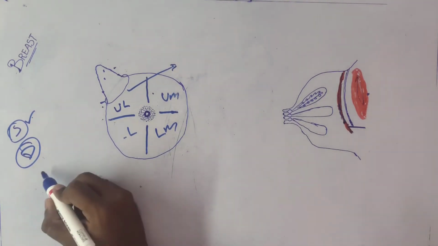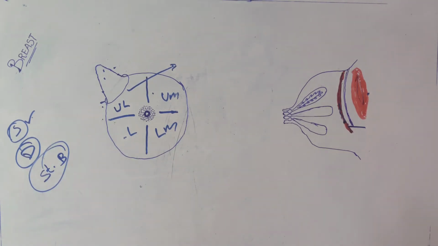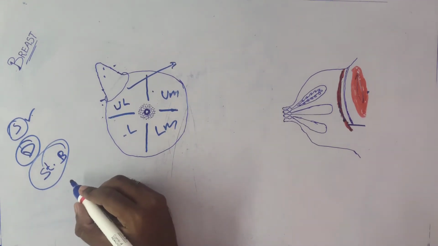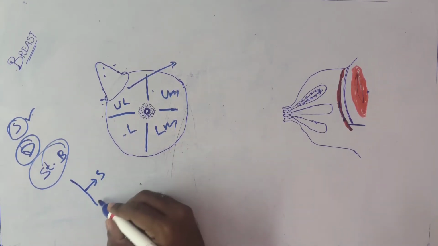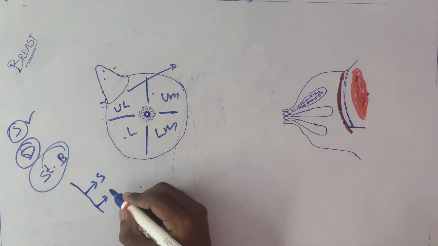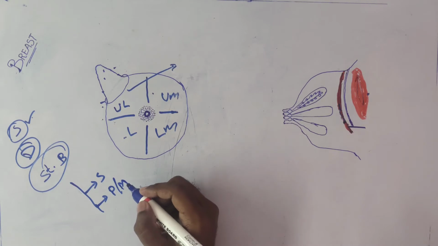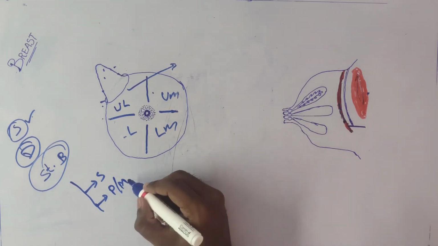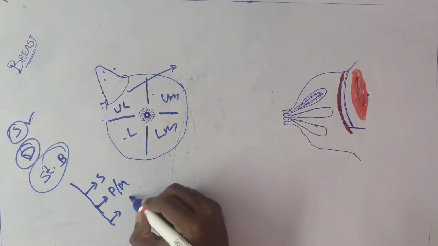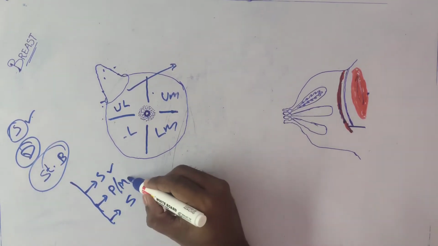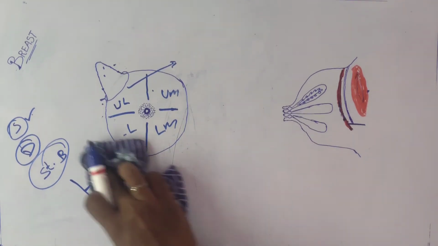Now coming to the structure of the breast. To study conveniently, the structure of the breast is divided into three parts. First one is skin. The second one is parenchyma or mammary gland. See, mammary gland is different from breast. The third one is stroma. Skin, parenchyma or mammary gland, and stroma. We are going to discuss these three parts.